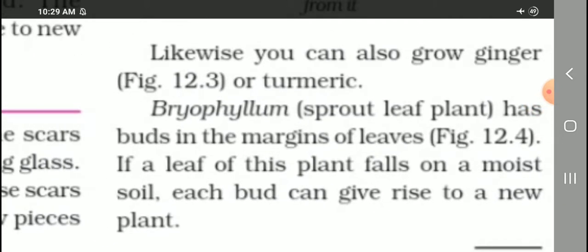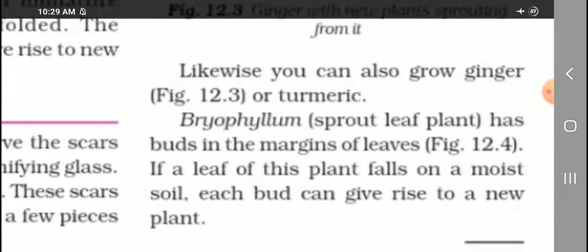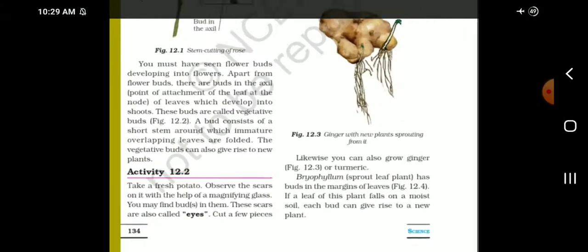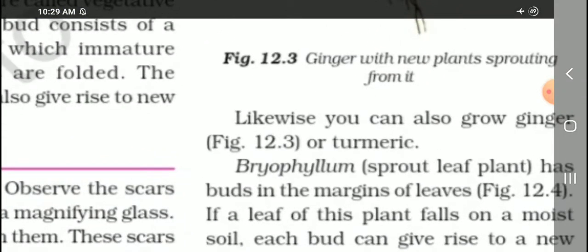It has buds in the margins of leaves. If a leaf of this plant falls on moist soil, each bud can give rise to a new plant. See, students, bryophyllum, another name, sprout leaf plant.